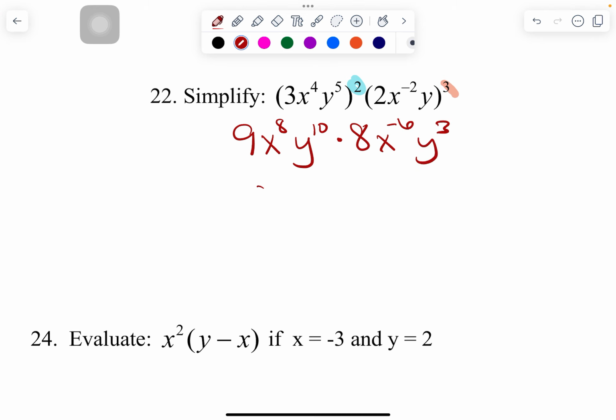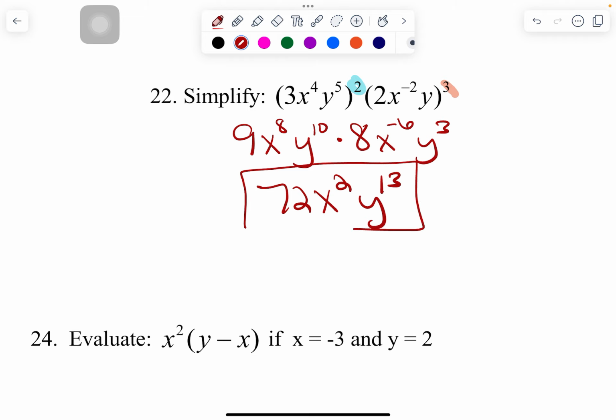So 9 times 8 makes 72. X to the 8th times x to the negative 6, you're going to add the exponents. You're going to get x to the 2nd. And then y to the 10 plus 3 makes 13. And that is the simplified answer for number 22.